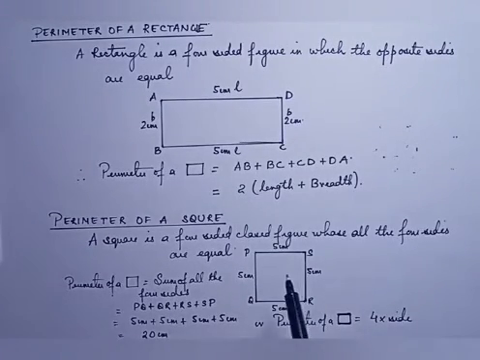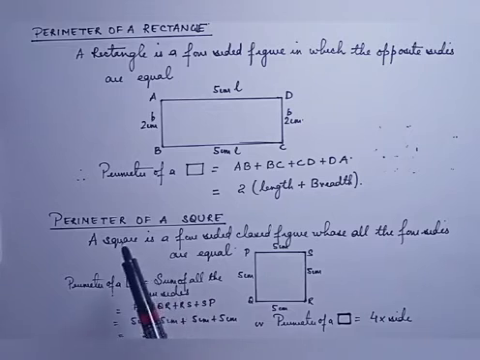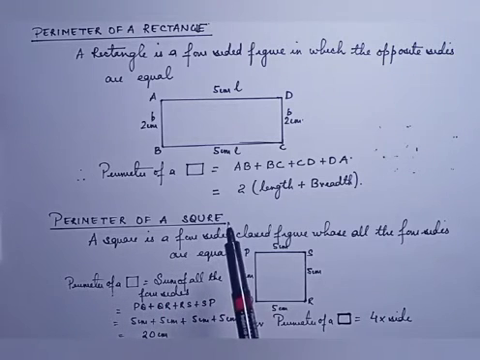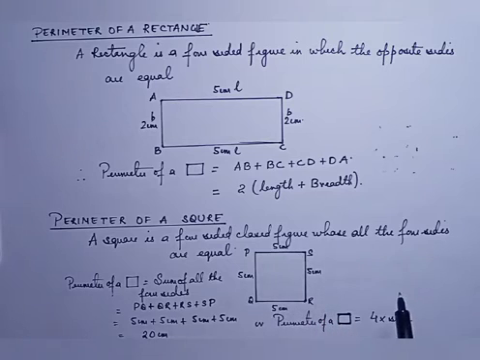Now there is a specific formula to find out the perimeter of a square. So the perimeter of a square can be taken out by the formula, that is 4 into one side. 4 into one side. I hope it is clear to everyone.